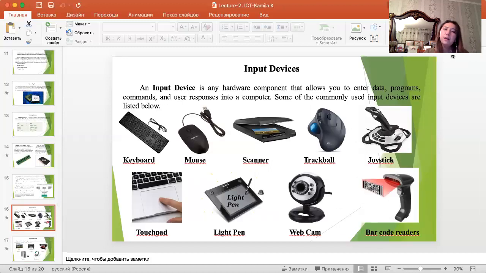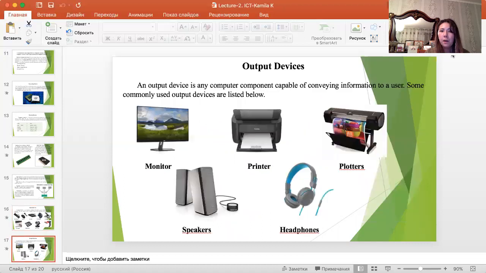Input devices. An input device is any hardware component that allows you to enter data, programs, commands, and user responses into a computer. Some of the commonly used input devices are listed below: keyboard, mouse, trackball, joystick, touchpad, light pen, webcam, barcode machine.